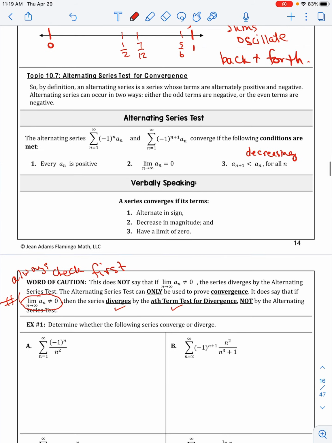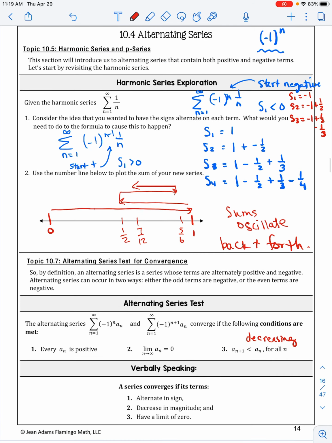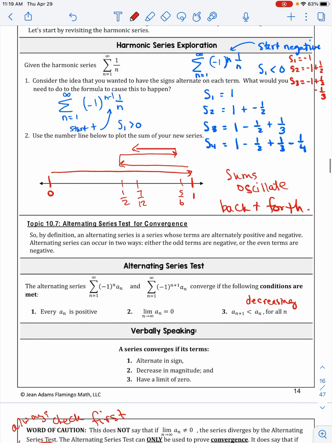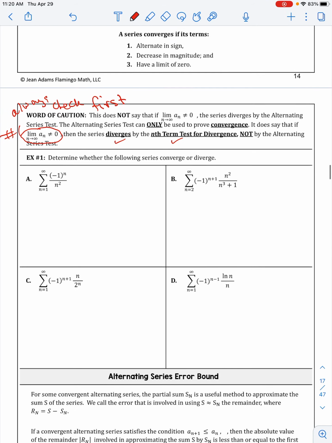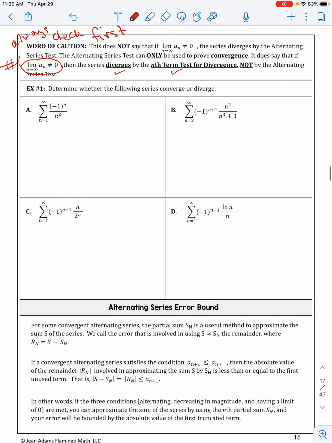So, what do you think about our alternating harmonic series? Does the alternating harmonic series converge? Because I know the regular harmonic series does not converge. But does the alternating harmonic series converge?